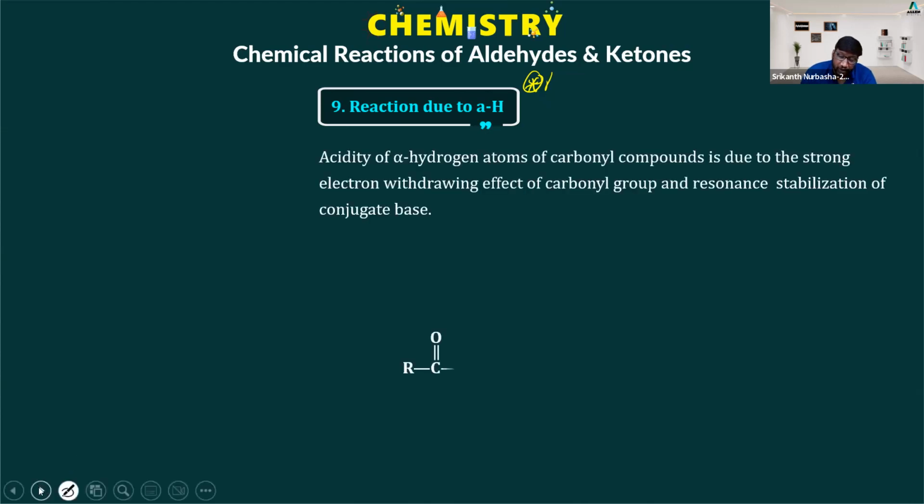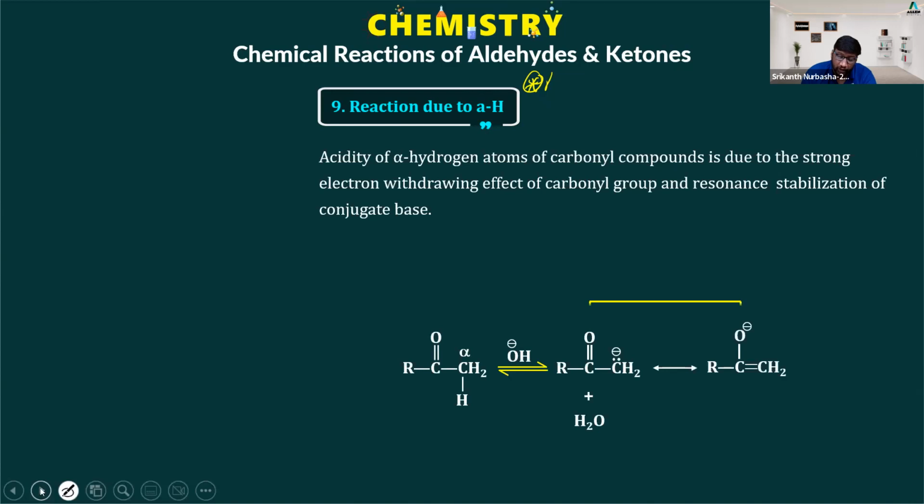The acidity of the alpha hydrogen of a carbonyl is due to the strong electron withdrawing effect of the carbonyl group. Simple thing: if you take the carbonyl group, the pi electron density of C double bond O is moving greatly towards oxygen. Because of that, you get a partial positive charge on the carbon. Because of that, the carbon electron density moves toward this carbon, so it gets a delta plus plus. Because of that, the CH electron density is moving, developing a partial positive charge on the hydrogen.